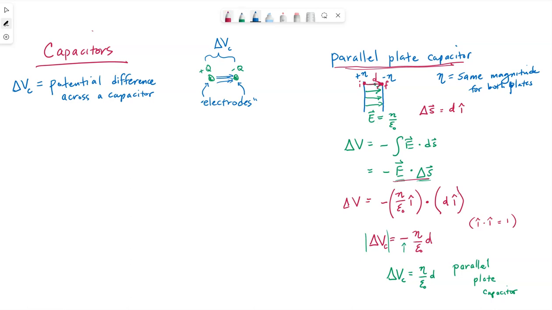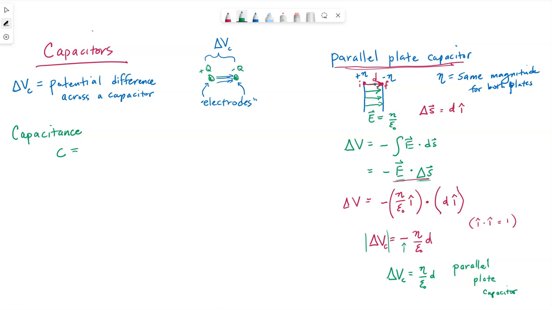Now, capacitors themselves have a value that we call capacitance. We can think of capacitance as something along the lines of the ability to store charge and in turn store energy.